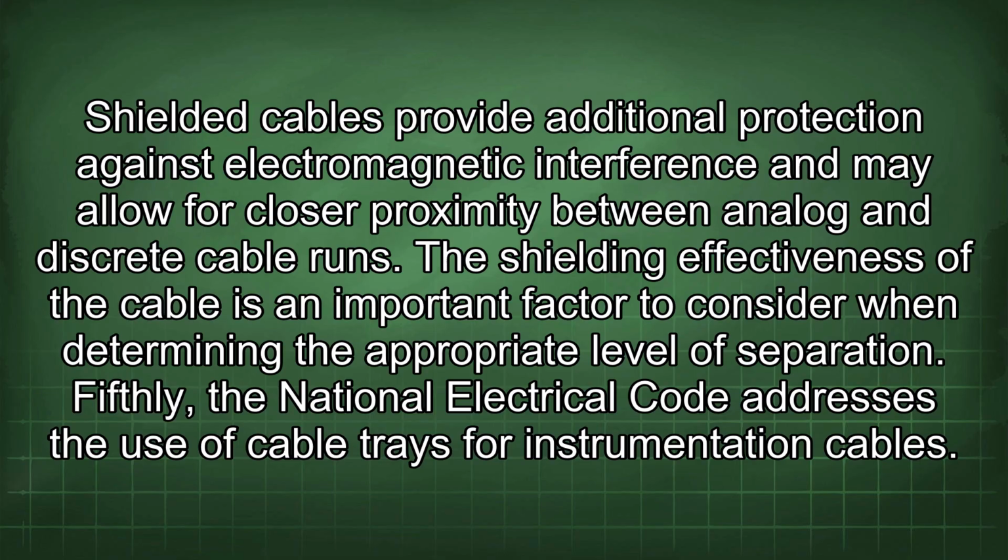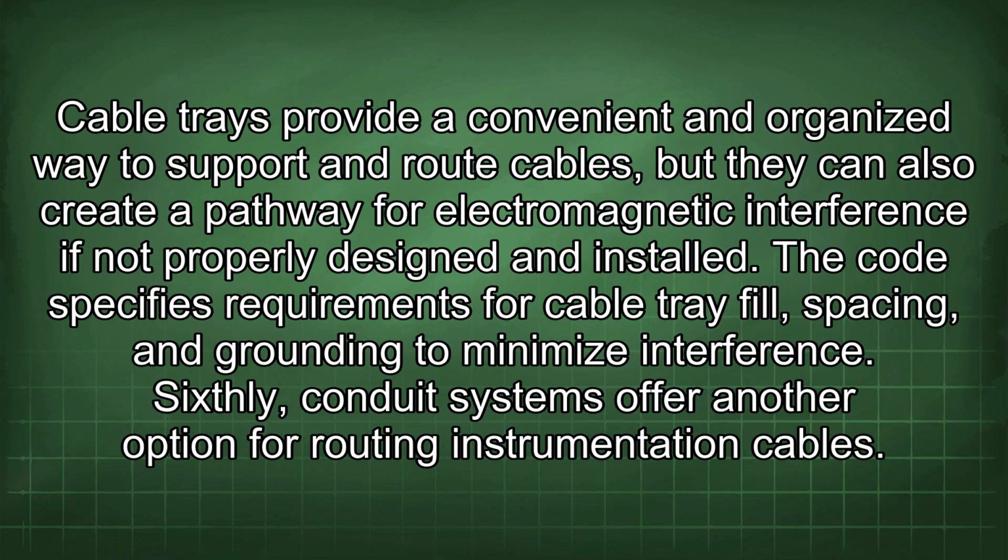Fifthly, the National Electrical Code addresses the use of cable trays for instrumentation cables. Cable trays provide a convenient and organized way to support and route cables, but they can also create a pathway for electromagnetic interference if not properly designed and installed. The code specifies requirements for cable tray fill, spacing, and grounding to minimize interference.